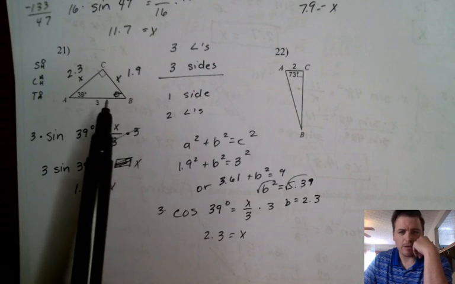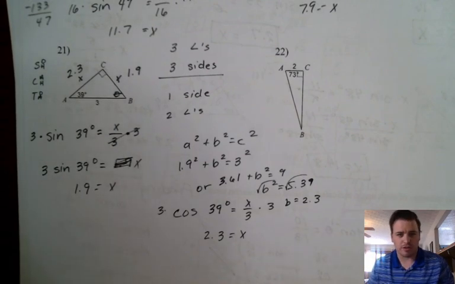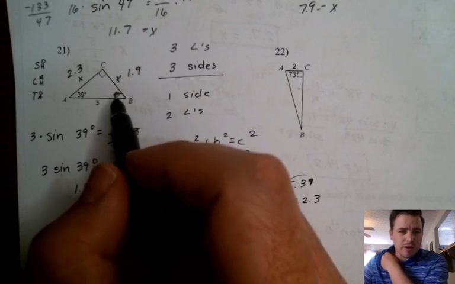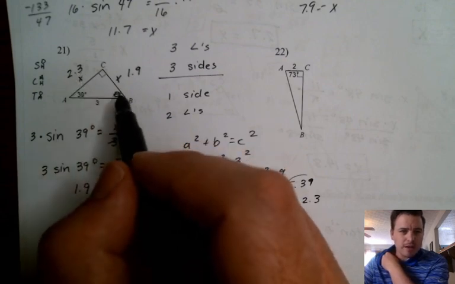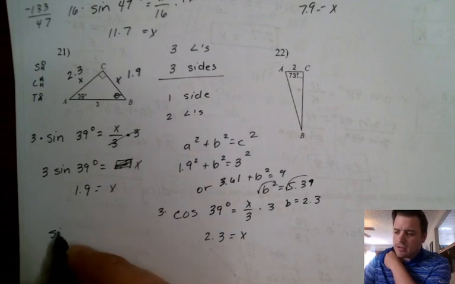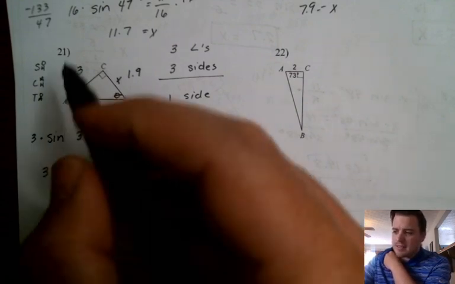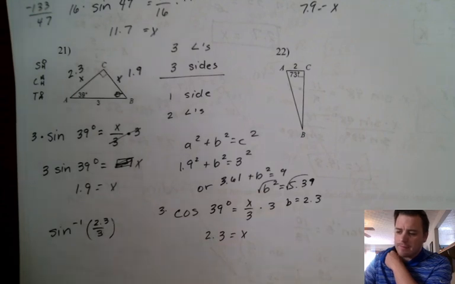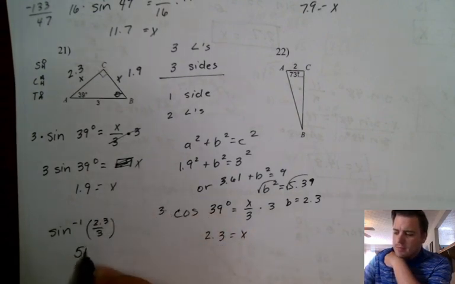Now I just need to find that missing angle. When you're looking for an angle, you use inverse trig functions. I just want to use an easy inverse trig function. I could say opposite over hypotenuse. For this angle right here, I have the opposite and I have the hypotenuse. So I'm going to use the inverse of sine, and sine is opposite over hypotenuse at this angle, so the opposite is 2.3 over 3. I'm just typing this in my calculator, guys. The inverse sine of 2.3 over 3 is equal to 50.1 degrees.